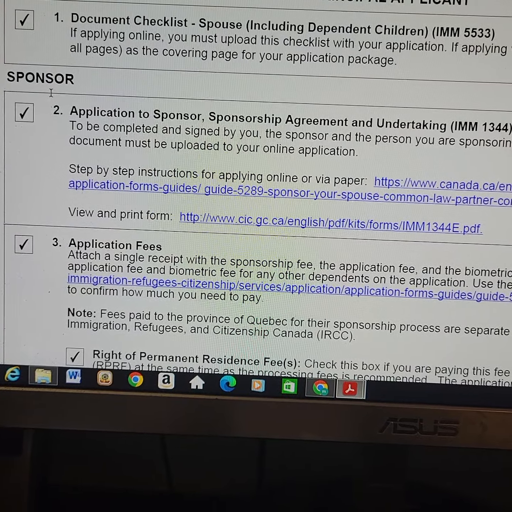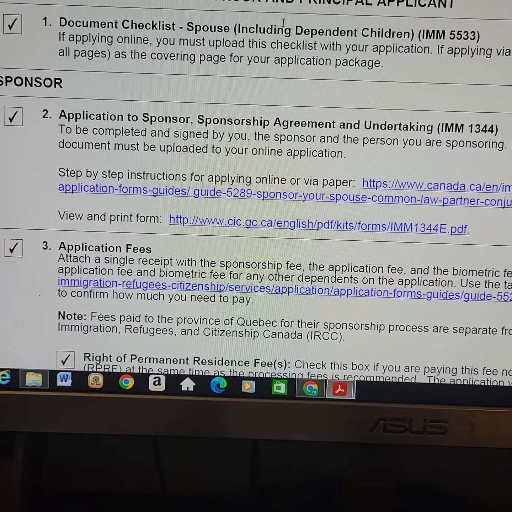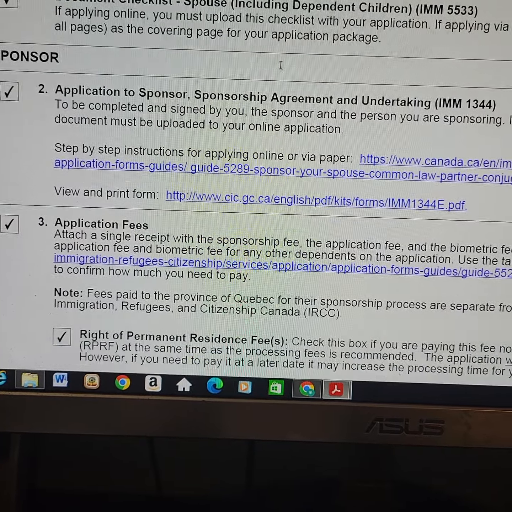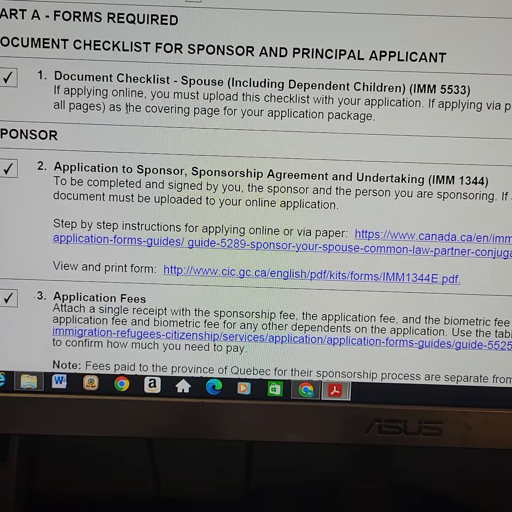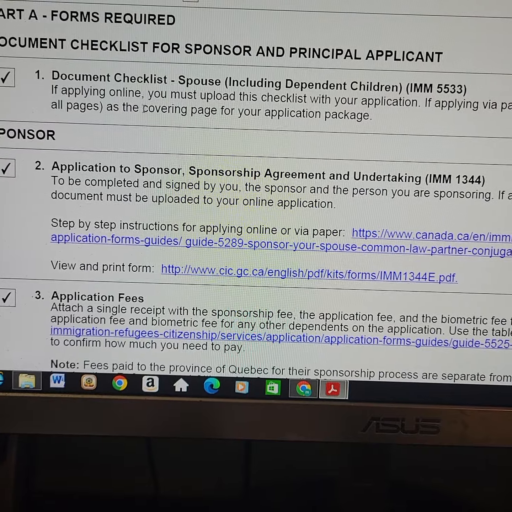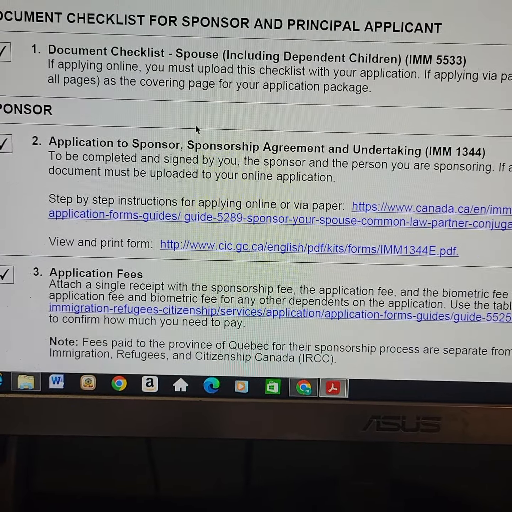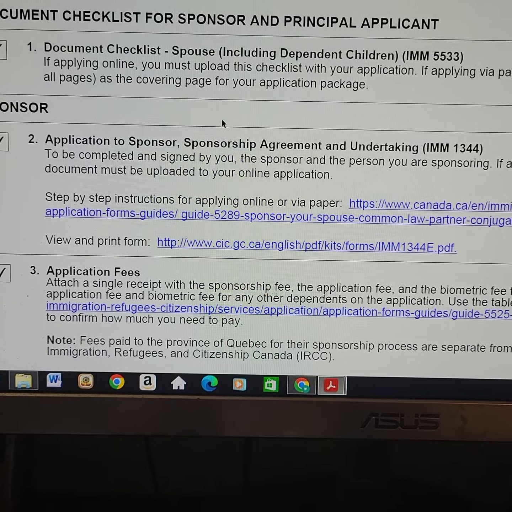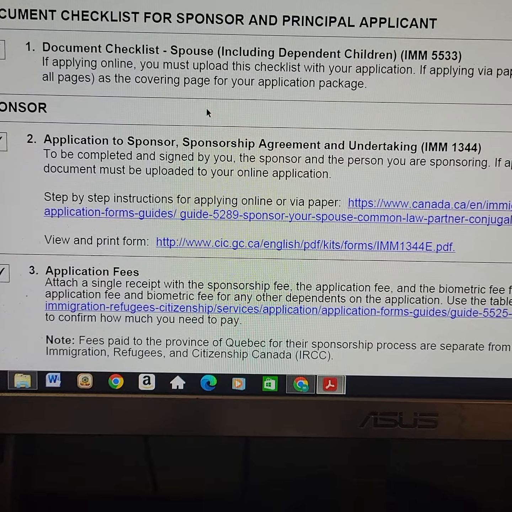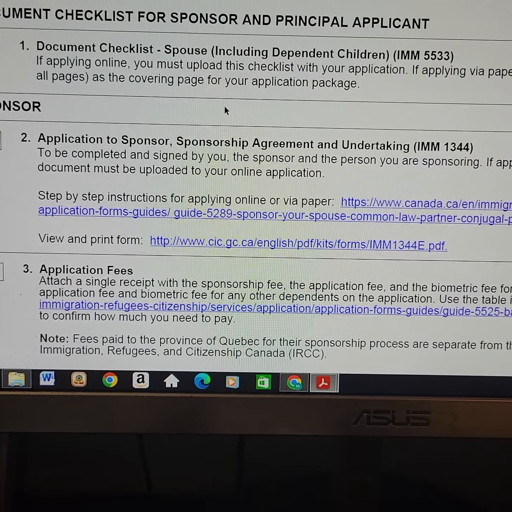Second thing is for the sponsor. Okay. Sorry, I'm going to go back to the document checklist. Once you fill out this form and print it out, this would be your covering page, which means that this form would be on the very top of your application. If you're sending via paper, it will be on top of your application. If you're sending it online, it would be the first form you send.